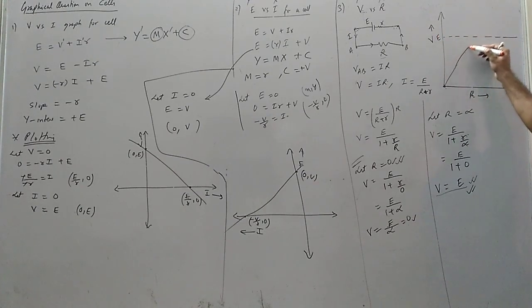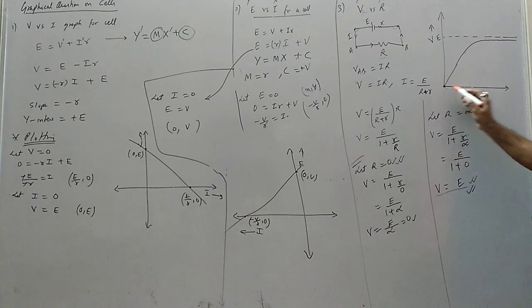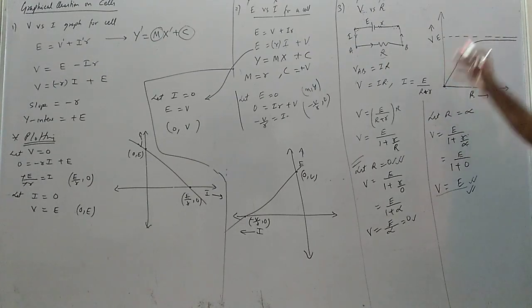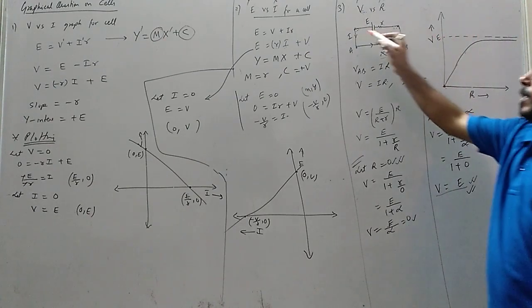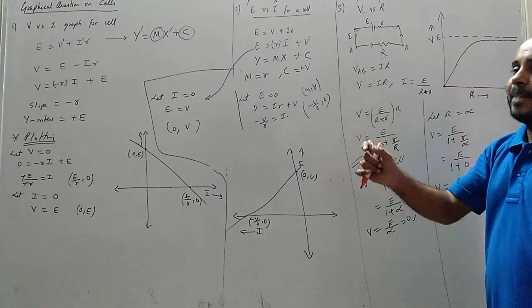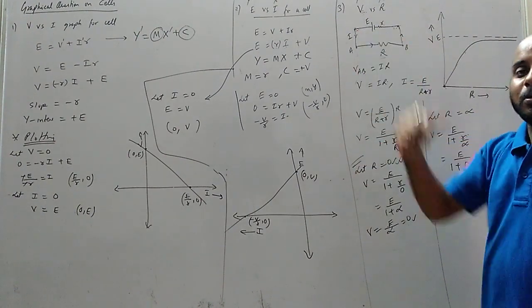So it will become parallel. And these two lines will meet at infinity. You understand why it becomes parallel? When R will increase, V will increase, but V will not increase to infinity because maximum potential difference across the cell can be EMF only. उससे ऊपर थोड़ी होगा. Okay?